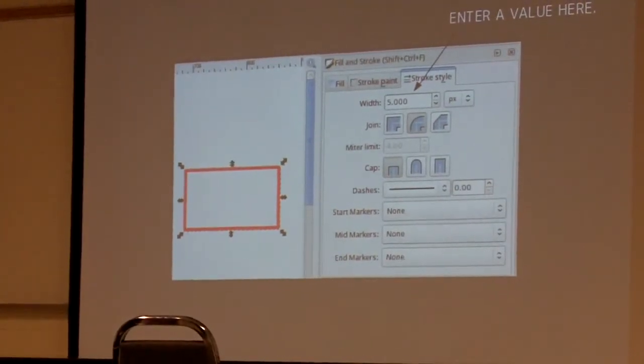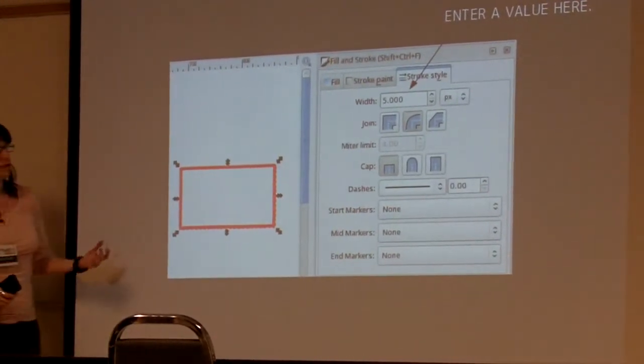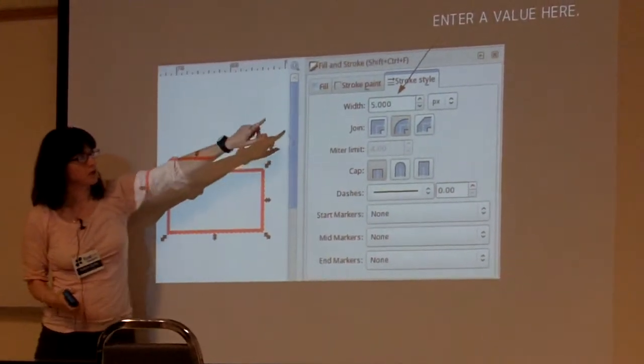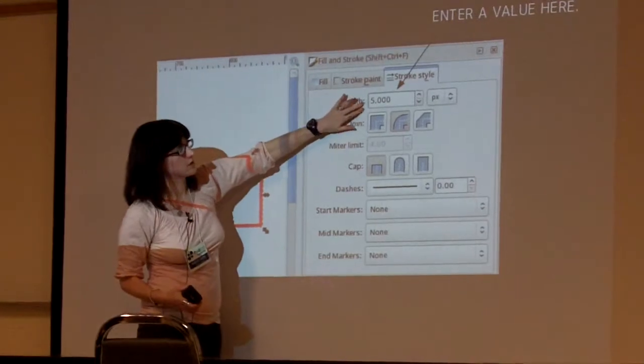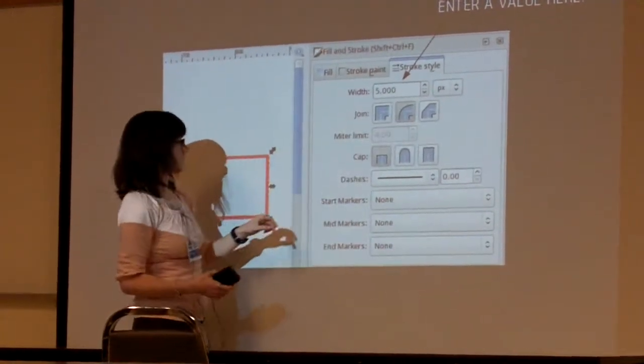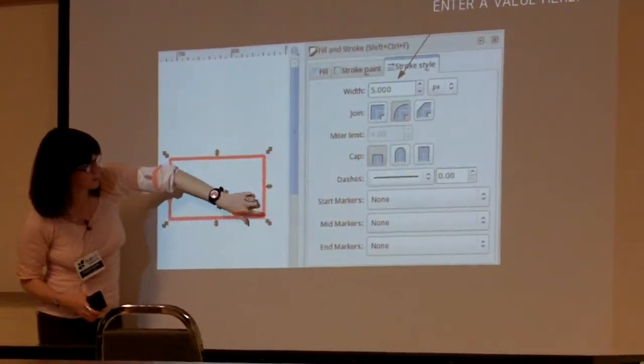Okay, so next, stroke width. And this you can only control through the palette. There's no shortcut key or anything for it that I know of. So you just click on stroke style, and you can say how many pixels wide you want the stroke to be. You can also round it if you want, and you can see here, it's a little bit rounded on the edges.